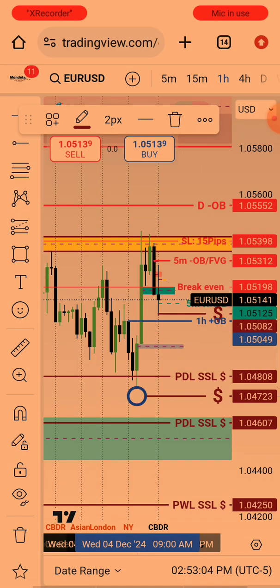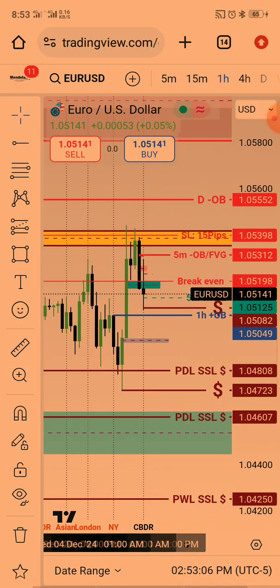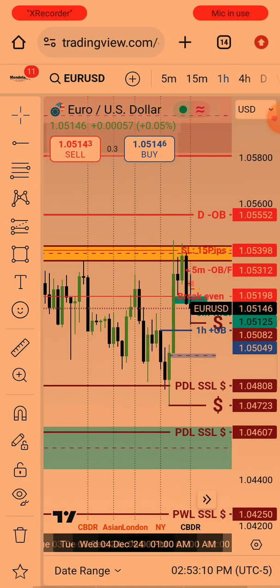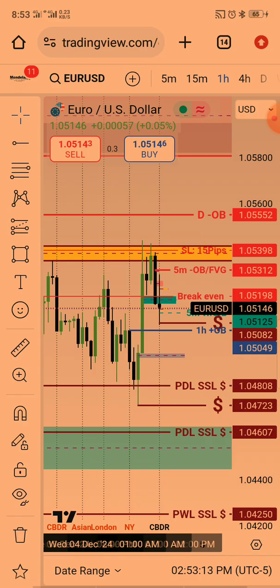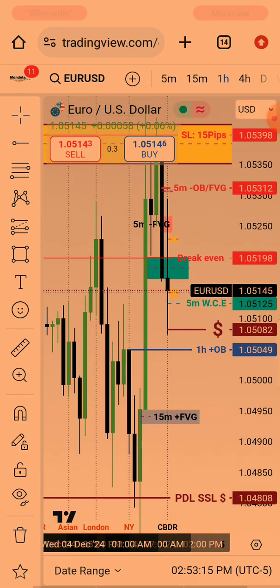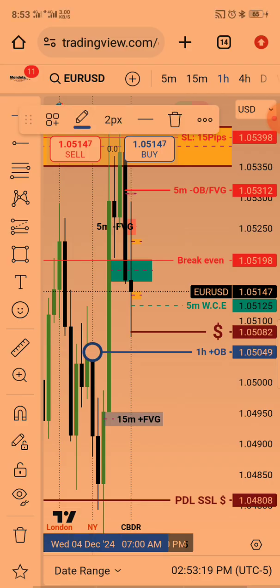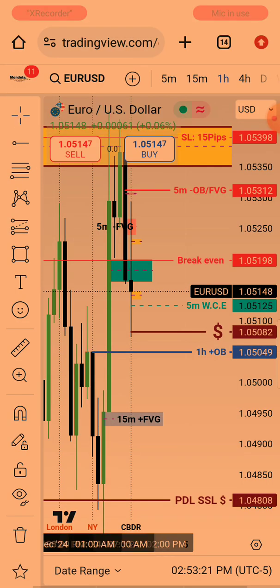One of my take profit, I mean, not stop loss, one of my take profit is here already, this low. So the other one, this last one that I just put in now, let it be on this 1 hour order block.